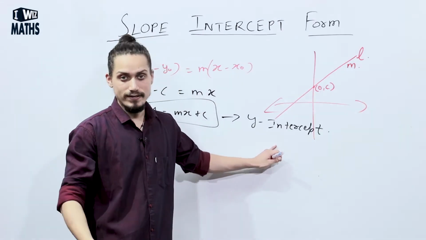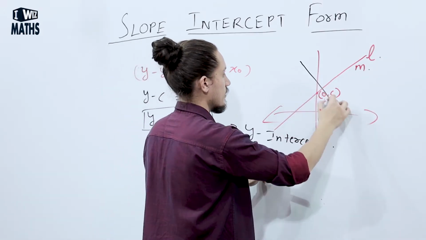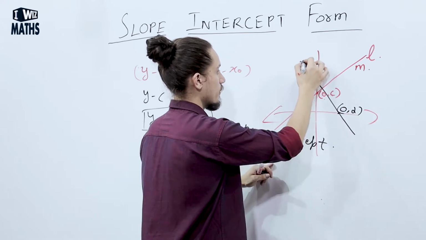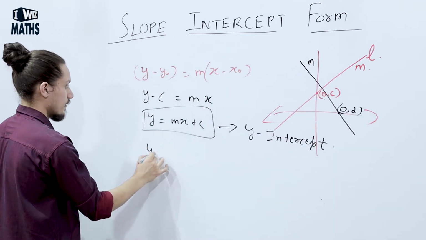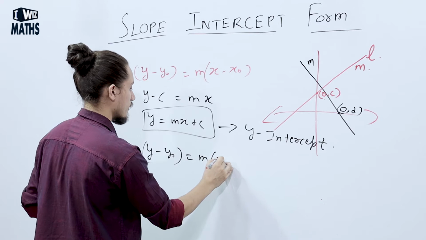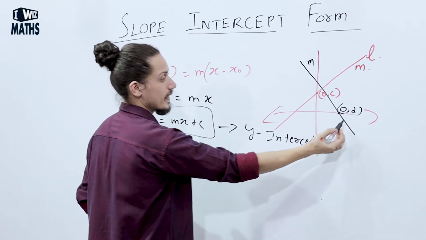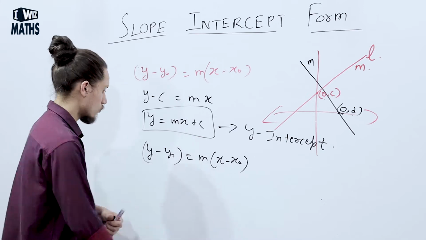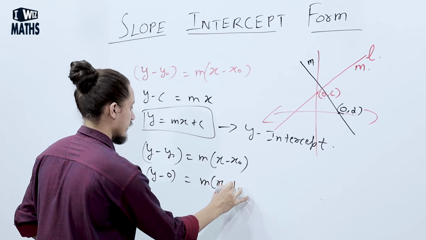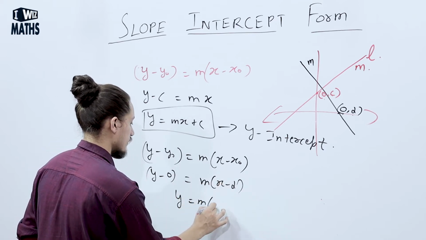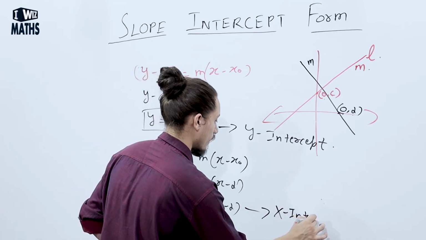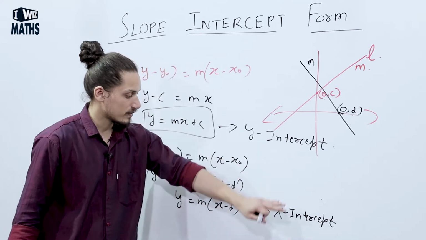अब जैसे y intercept है वैसे x intercept भी होना चाहिए. So suppose there is another line which intercepts x axis at point (0, d), जिसकी slope is m. So we get y using point slope form, y minus y naught is equal to m times x minus x naught. अब हमारे पास x naught है d और y naught है 0, so we'll get y minus 0 is equal to m times x minus d, or y is equal to m times x minus d. This is called x-intercept. This is y-intercept, this is x-intercept.